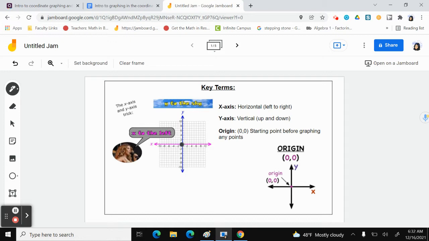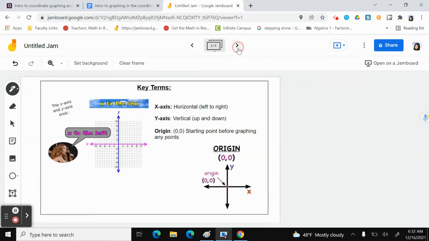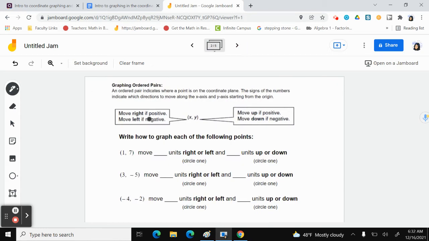The coordinates of this point are 0, 0. And this is where you start whenever you plot a point. So I first go to the origin, and then I move whichever direction depending on my coordinate. So ordered pairs are just another fancy word for coordinates, like (1, 7), (3, -4). Those are ordered pairs. And an ordered pair indicates where a point is on the coordinate plane.